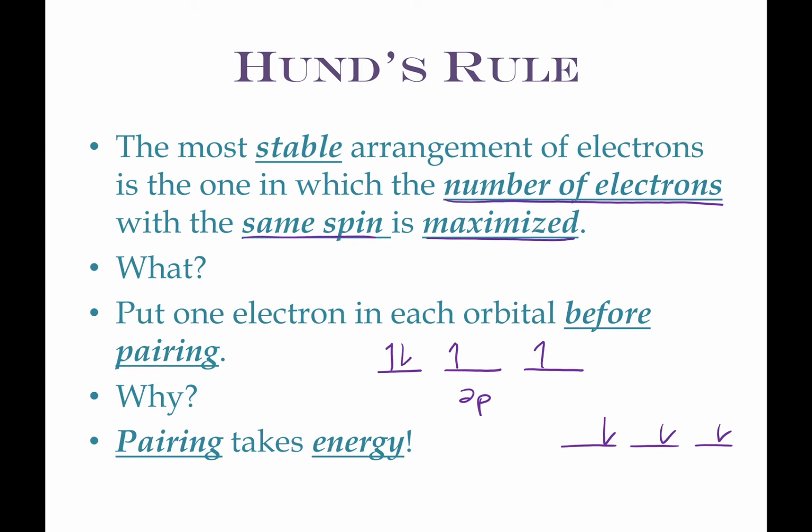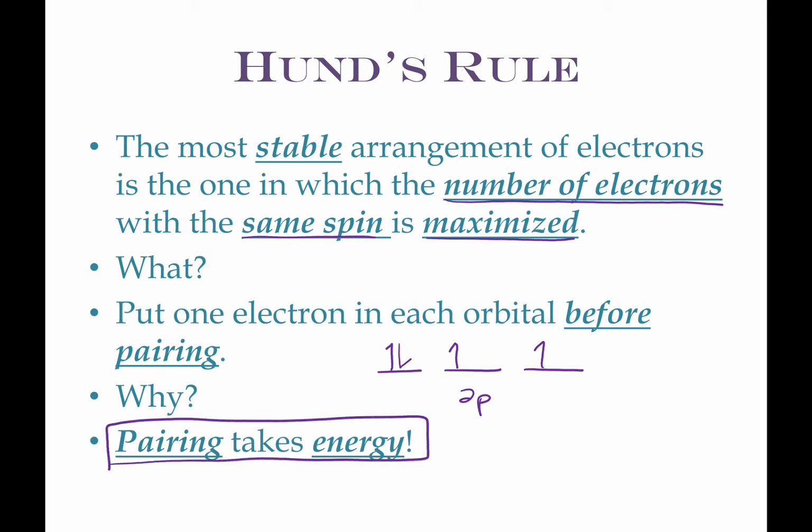Also, every orbital gets one electron before we pair them. And why is that? Because no matter what, electrons are the same charge, they're both negative. They don't really want to be near each other, but they're going to tolerate each other. But in order to tolerate each other, they're going to require something called pairing energy. So it does take some energy to keep these electrons next to each other.